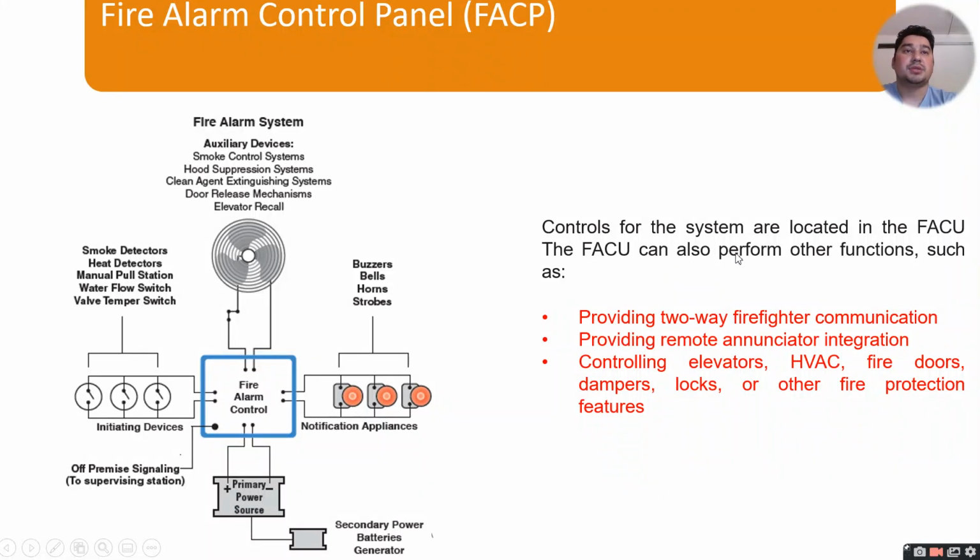Controls for these systems are located in the FACU, the fire alarm control unit, and the FACU can also perform other functions such as providing two-way firefighter communications. It will provide remote annunciator integration, then controlling elevators, HVAC, then fire doors, dampers, locks, or other fire protection features that will be connected to the fire alarm control unit.